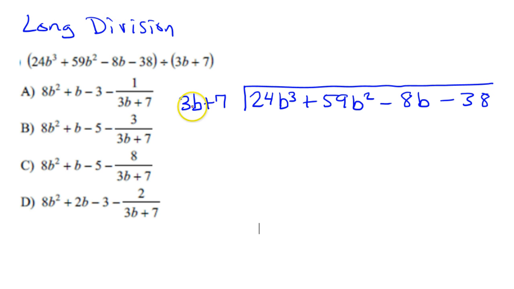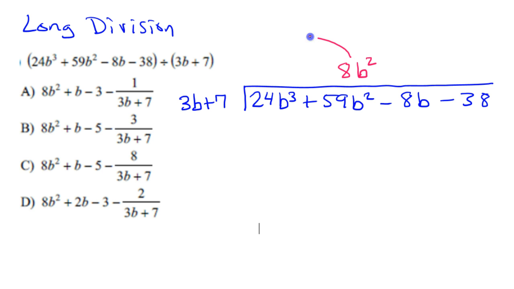So I will start off looking at the 3b and the 24b to the third power. And I will ask myself, 3b times what will give me 24b to the third power? Well, 3 times 8 is 24. And b times b squared will give me b to the third power. Now I put it way over here because I'm lining up like terms. B squared goes over b squared.